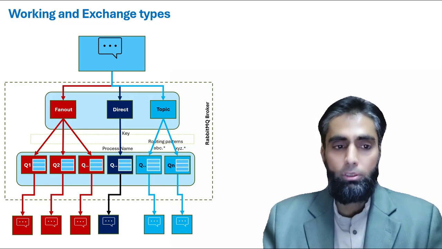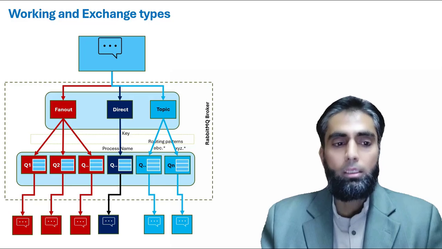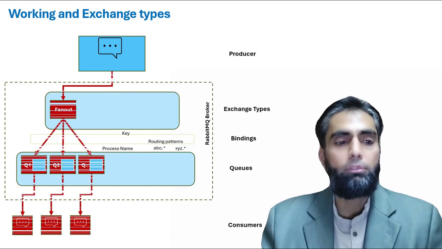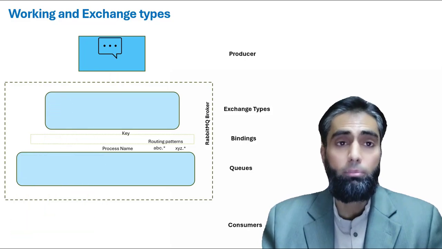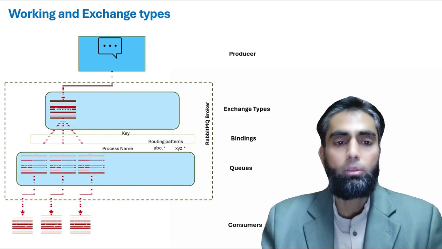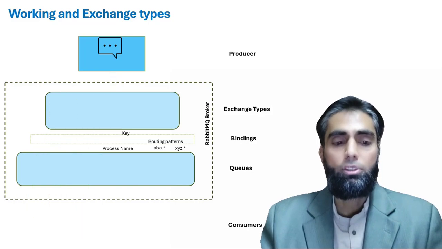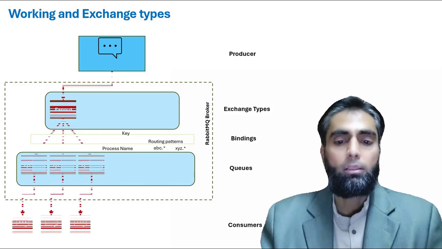For the fanout exchange type, these different types of exchanges are then connected to the different queues, which are separate queues for which the consumers have already subscribed to receive the messages. So in the fanout, when the message comes and the exchange determines that this is a fanout message, then it sends to the different queues which are bound to that particular exchange type. From those queues, the message is sent to the consumers, or the end users.